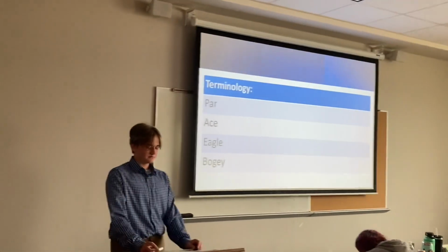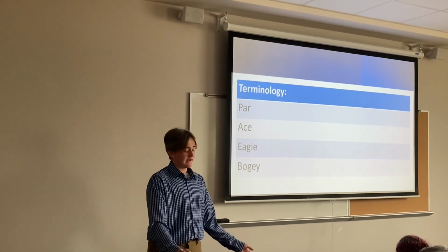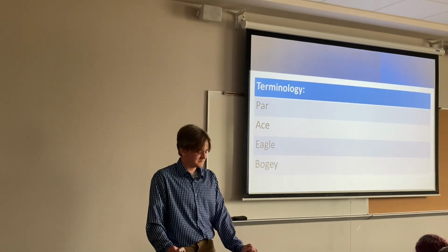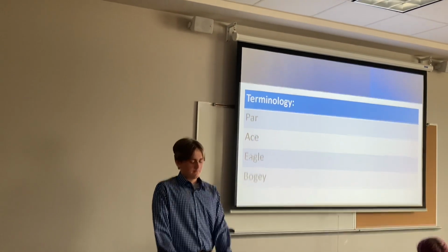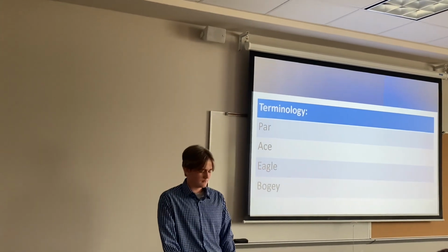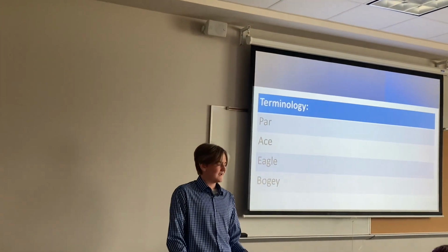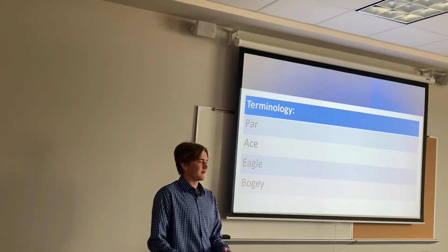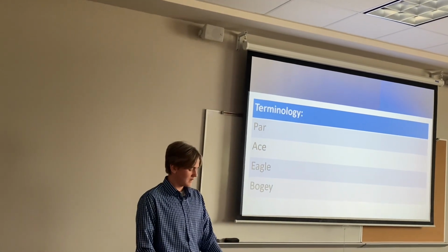The second term is ace. Ace, as simple as you can put it, is just a hole in one. To add this to your scorecard, you just put 1 for the hole. An ace most typically happens on par 3s, but it can rarely happen on par 4s.